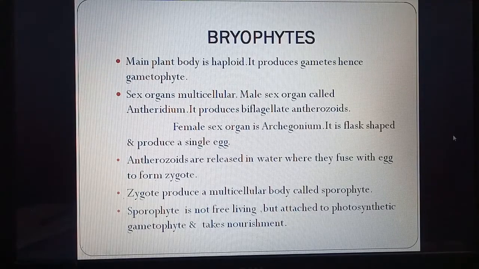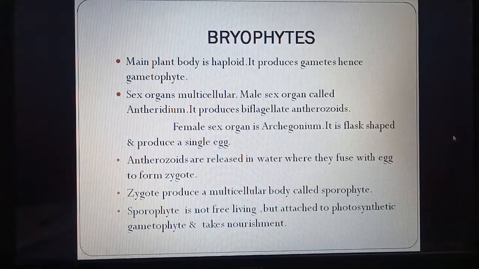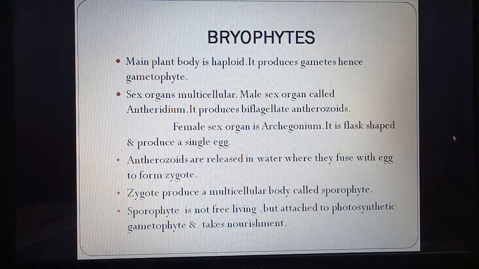Antherozoids are released in water where they fuse with the egg to form zygote. So antherozoids fuse with the egg in water externally and form zygote. Zygote produces a multicellular body called sporophyte. So zygote divides and produces a multicellular structure which is the sporophyte, and it will be diploid.